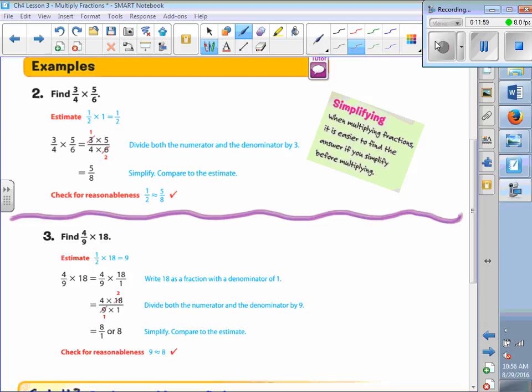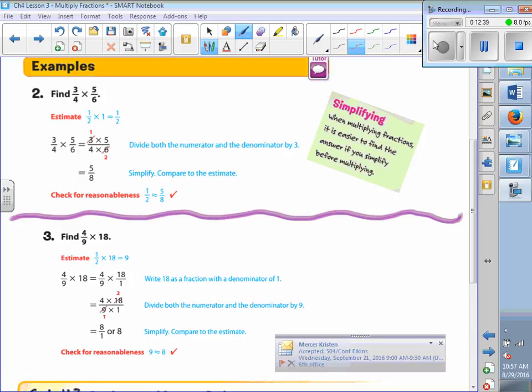All right. So for example 3, we have 3/4 times 5/6. When we simplify, you can see that you can simplify 3 from the 3 and the 6. So you will divide 3 divided by 3, that gives you 1. And 6 divided by 3, that gives you 2. And then you just multiply straight across. So 1 times 5 is 5, and 4 times 2 is 8. Yes? All right. So now we have 4/9 times 1 times 18.